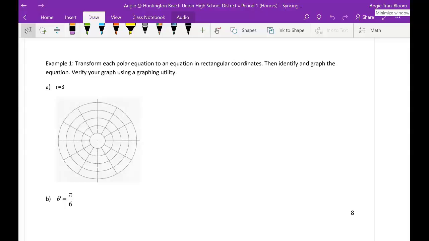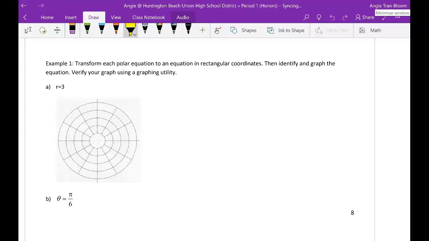Hey guys, this is the recording for example 9-2. Okay, example 1 from 9-2. Transform each polar equation into an equation in rectangular coordinates. Then identify and graph the equation. Then verify your graph using your graphing utility. Now this last piece I'm not going to do here on my recording, but you can definitely do that when you're working on your homework, so that way you know whether you're graphing it right or wrong.